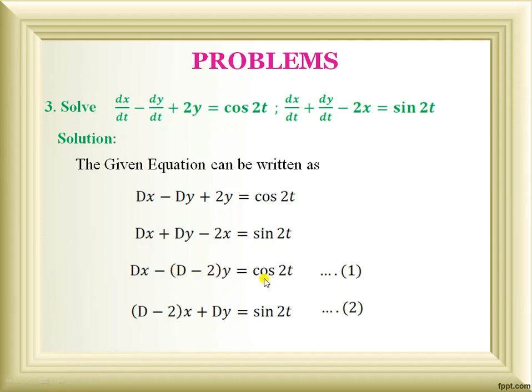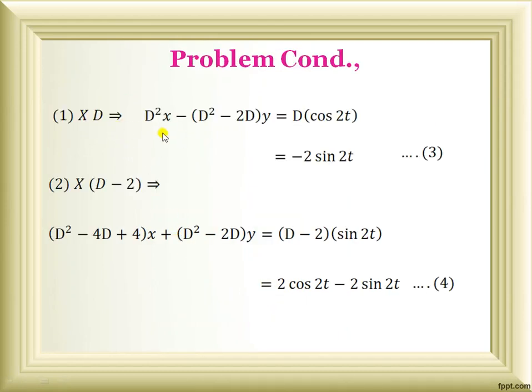Therefore, I need to multiply equation 1 by D and equation 2 by D minus 2. After multiplying, equation 1 becomes (D squared x) minus (D into D minus 2, that is D squared minus 2D) into y, is equal to D of cos 2t minus 2 times sin 2t.